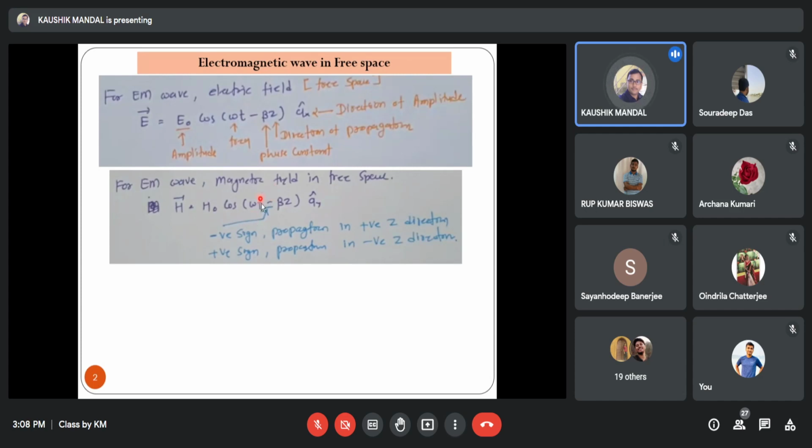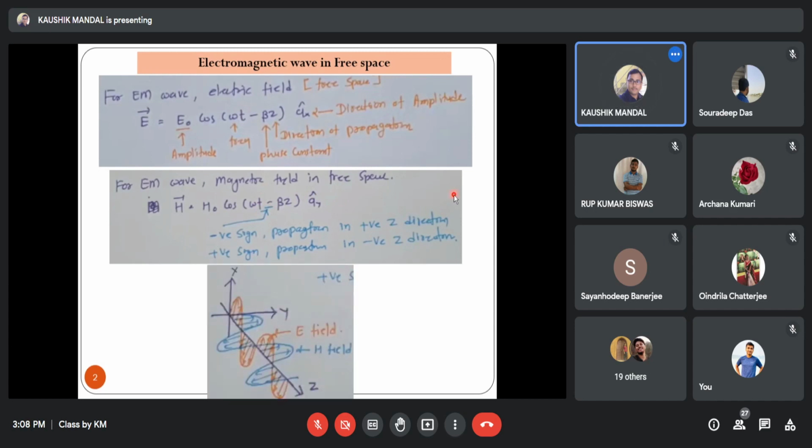Now this minus sign represents that the wave is propagating in the positive z direction. If we consider a plus sign in the equation, that means the wave will propagate in the minus z direction. So we can represent the corresponding wave in this way. This is the x-axis, this is the y-axis, this is the z-axis, that is the direction of propagation.